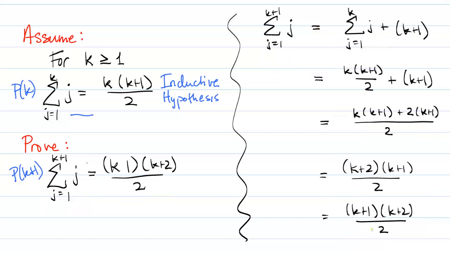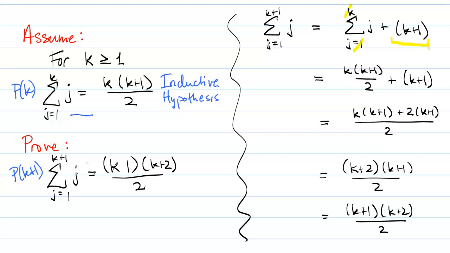Now here are the steps of the proof filled in. The first step is to separate out the last term in the summation. So the summation now goes from 1 to k, and this last term, where j is equal to k plus 1, is now sitting outside the summation.